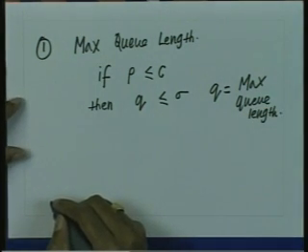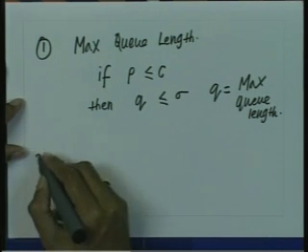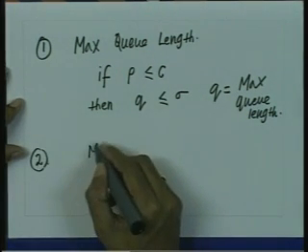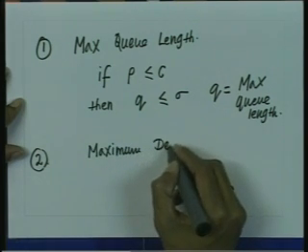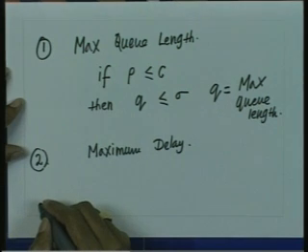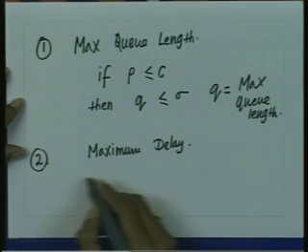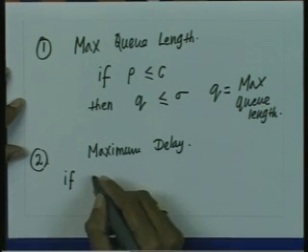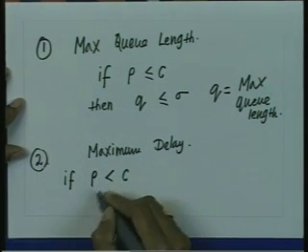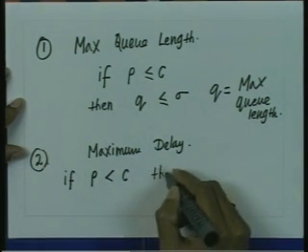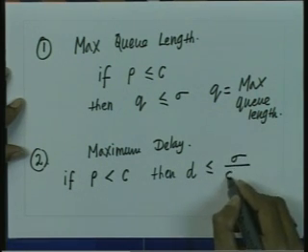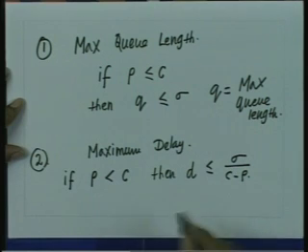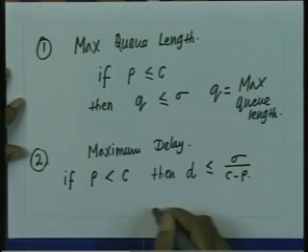So this is one important result. The second important result, we would like to know about the maximum delay, and maximum delay is this. For this we need to invoke the assumption that if rho is less than C, then the maximum delay D will be less than or equal to sigma upon C minus rho. Okay, so this D is my maximum delay.